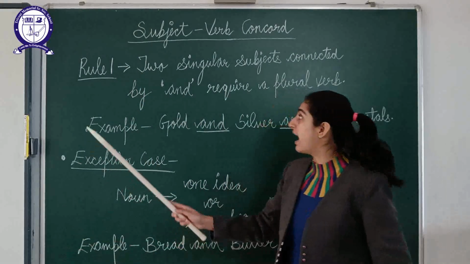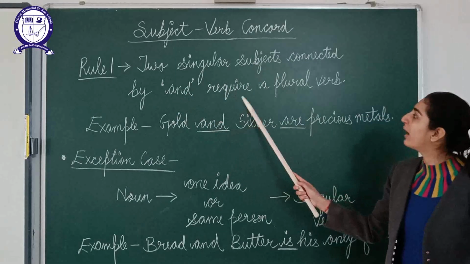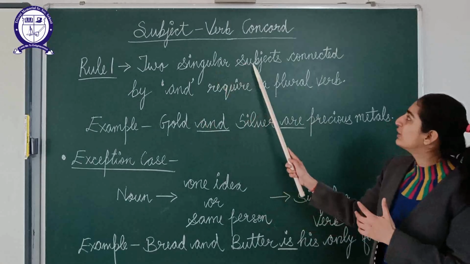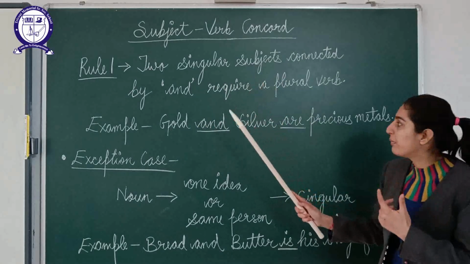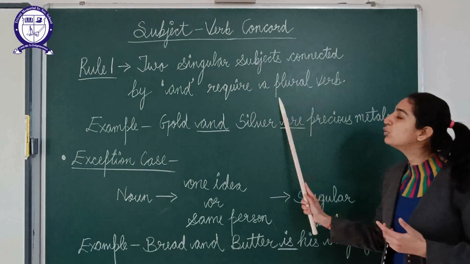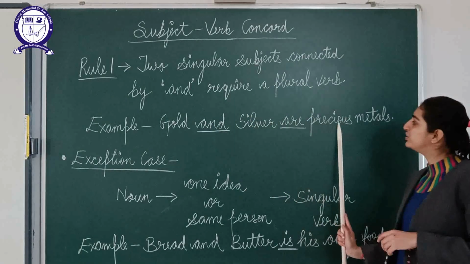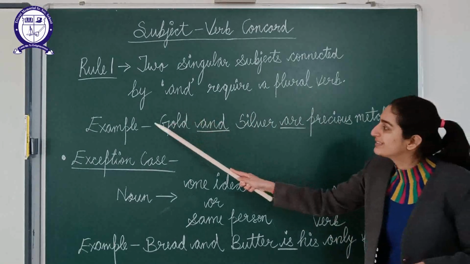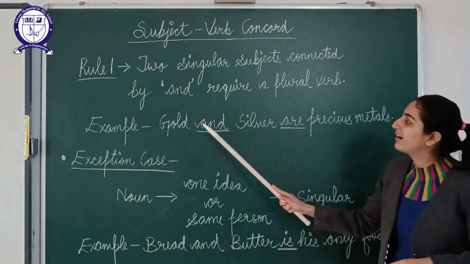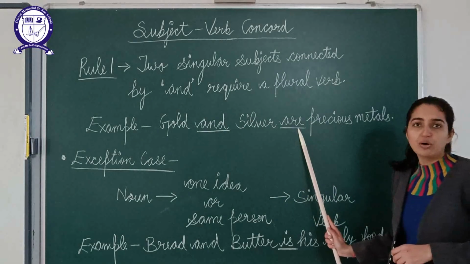Rule number 1 says that two singular subjects connected by and require a plural verb, which means that if there are two singular subjects and they are connected by this word and, then the verb that they require is a plural verb, right? For example, gold and silver are precious metals. Gold is singular, silver is singular, and they are connected by and. So the verb used here is a plural verb.